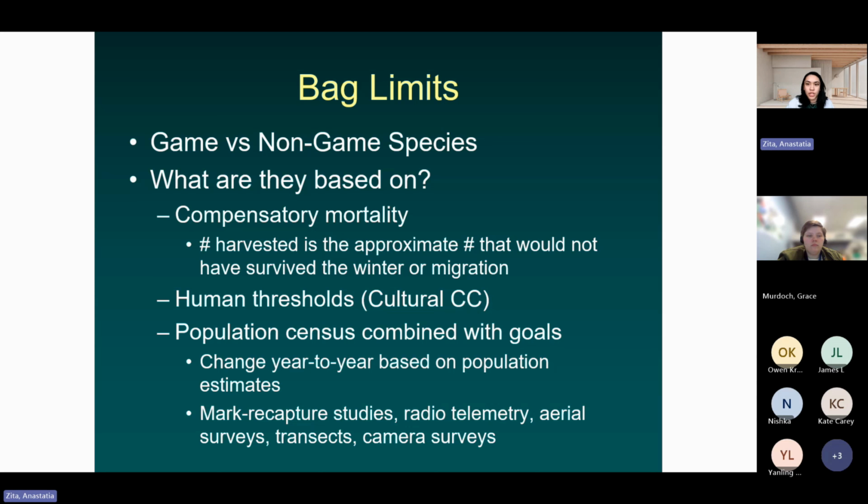Bag limits can also change from year to year based on population estimates and data gathered through studies such as mark-recapture studies, radio telemetry, aerial surveys, transects, and camera surveys. These studies provide information about population size, movement patterns, and other factors that can influence the setting of bag limits.